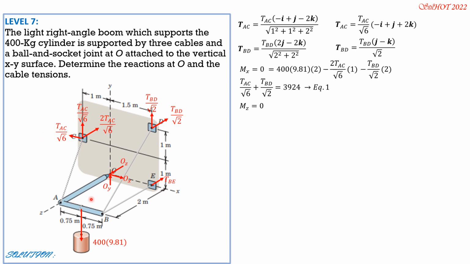Then set moment Z0. By right thumb rule, we have tension AC over square root of 6 times 1. This is the positive sense of moment about Z. Then minus tension AC over square root of 6 times 1. This one, the vertical component, it's minus. Then plus tension BD over square root of 2 times 1.5.